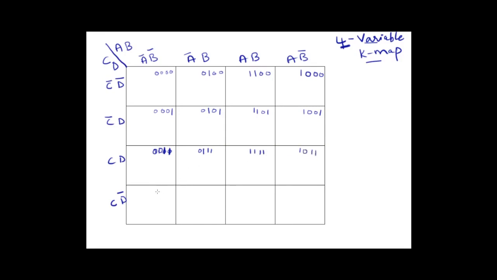A bar, A, B bar, 1 0 1 1. Here A bar B bar 0 0, C is 1 and D bar 0. So 0 0 1 0, 0 1 1 0, 1 1 1 0. Here I get 1 0 1 0. So I have written this.